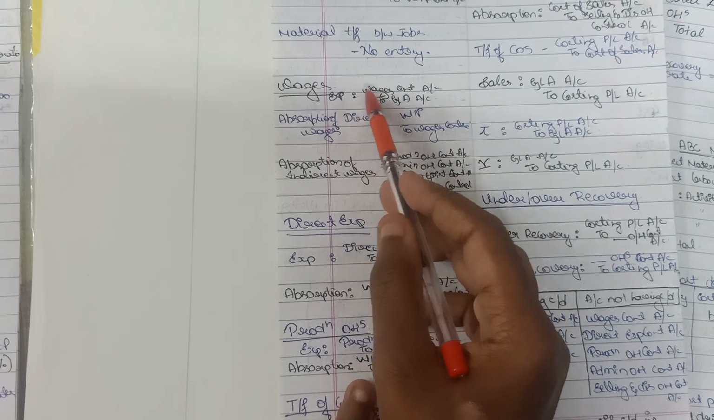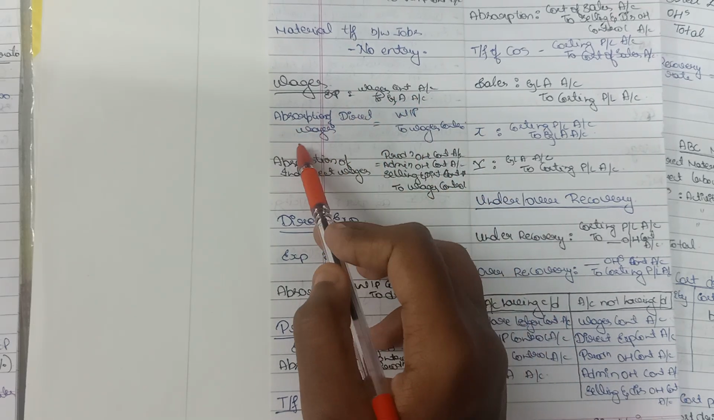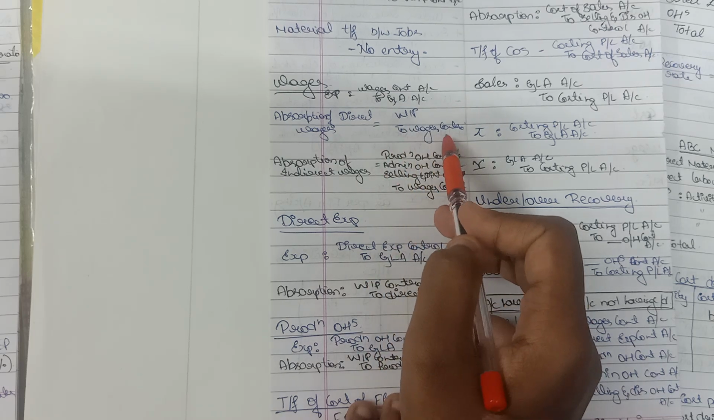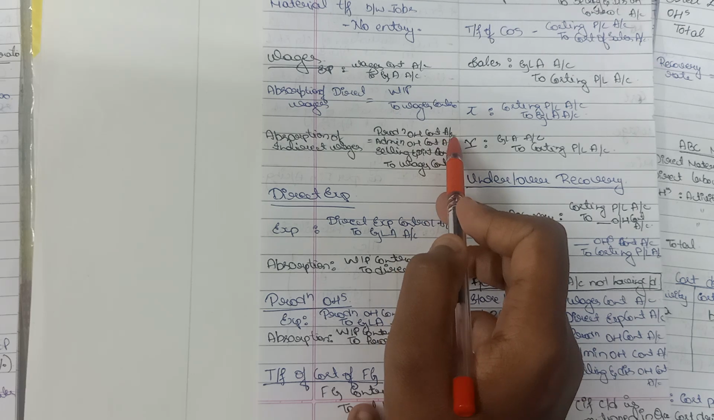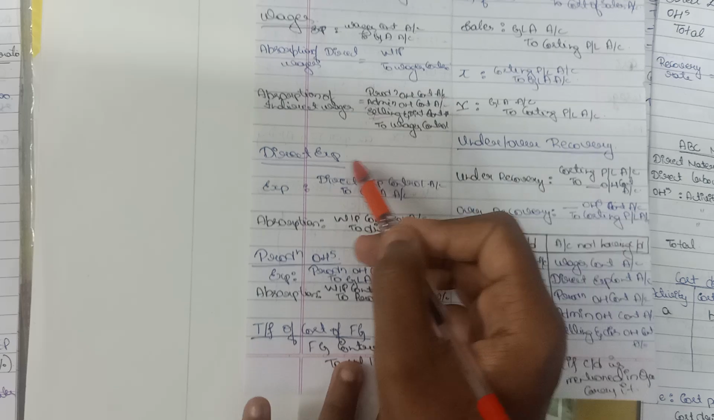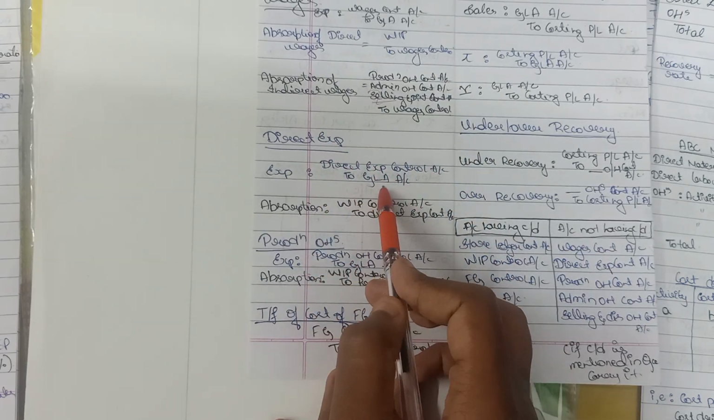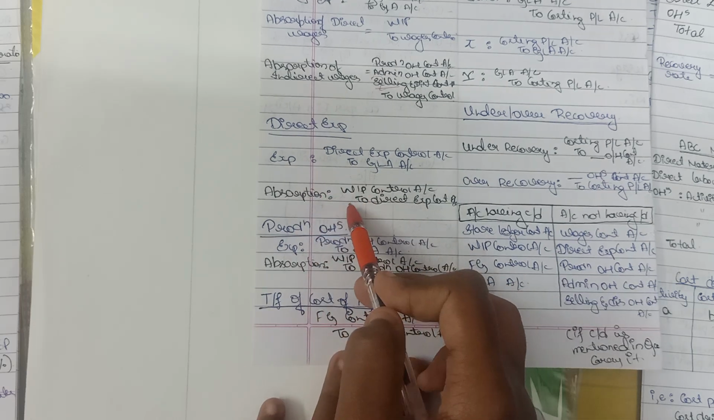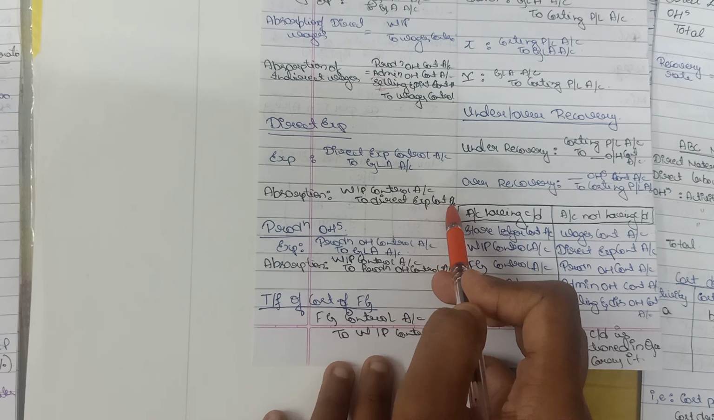In case of wages, it is wages control account to GLA account. Absorption of direct wages: WIP to wages control account. Absorption of indirect wages, that is production overhead cost, or whichever it is related to: wages control account. In case of direct expenses, it is direct expense control account to GLA account. In case of absorption, it is WIP control account to direct expense control account.